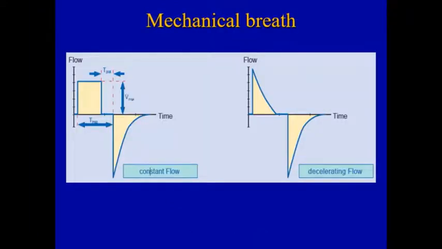In the case of mechanical breaths, here you can see these are the mechanical breaths. Here you can see the constant flow waveform, which is also called the rectangular type of flow time waveform. This is seen during volume control ventilation, and after this constant flow there is a pause. This is called the inspiratory pause or inspiratory hold, and here you can see the decelerating flow or descending ramp. This is seen during pressure control ventilation.